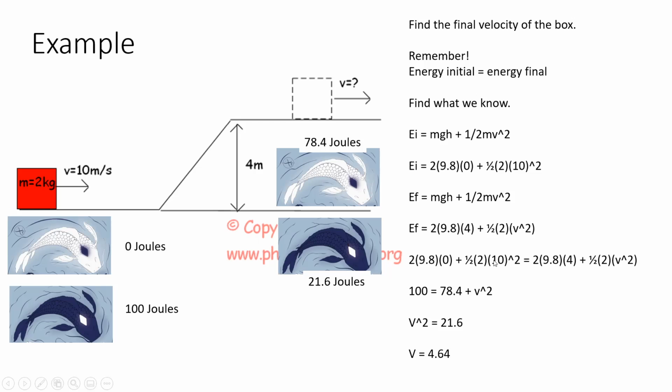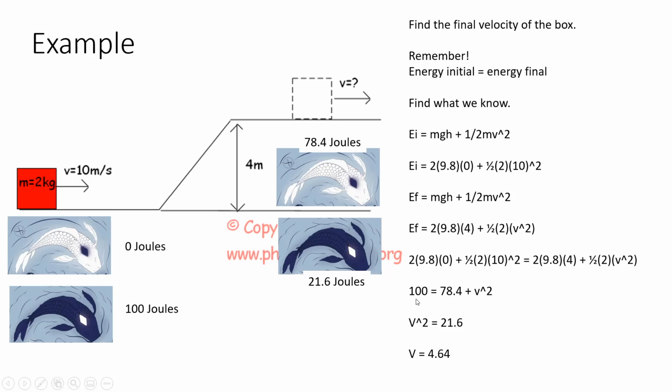So then right here, we set the two equations equal to each other. EI must be equal to EF. So we take our EI right here, we put it right here, is equal to EF. We put it on the other side, right? So then we do all this math and we combine like terms. So over here on the left, once we do all this math, we have 100 is equal to this value right here. When you multiply this out, you get 78.4 plus velocity squared right here. The 1/2 times 2, that becomes 1. We're left with velocity squared.